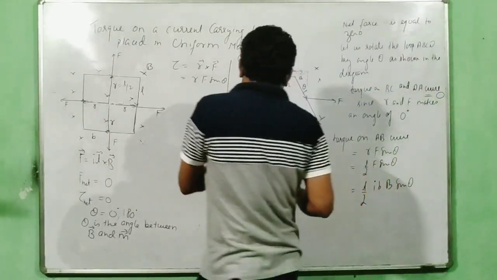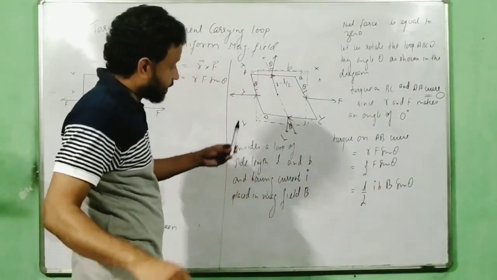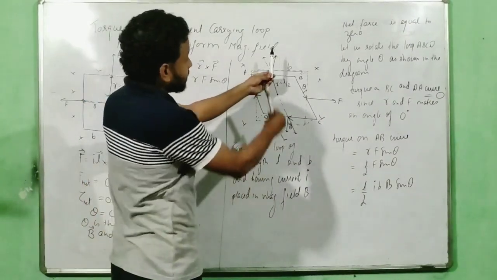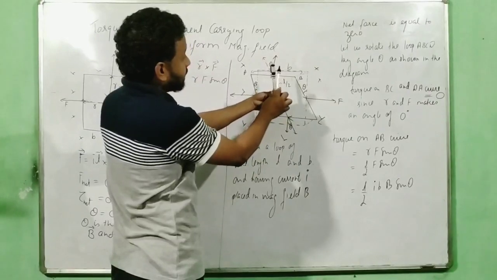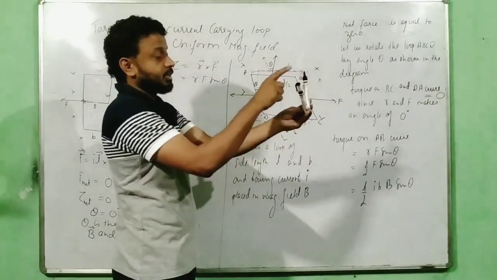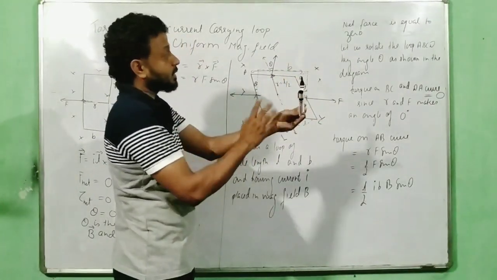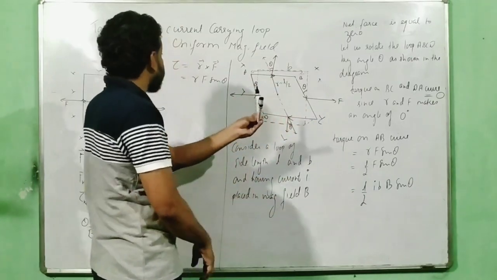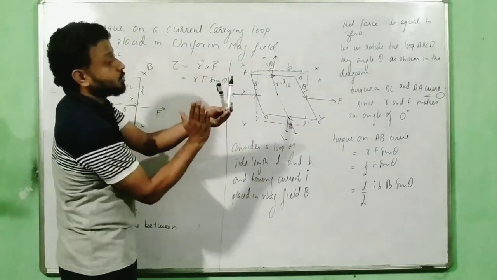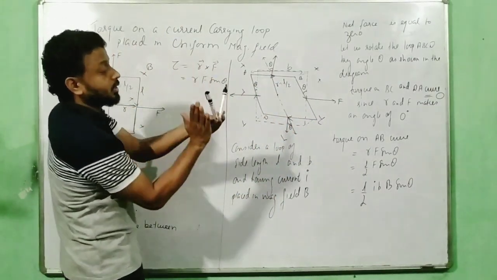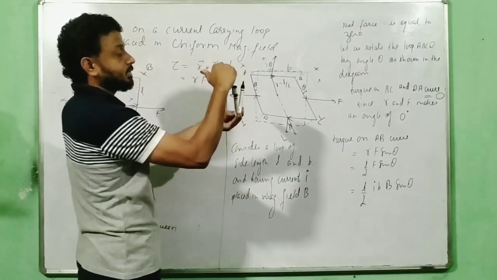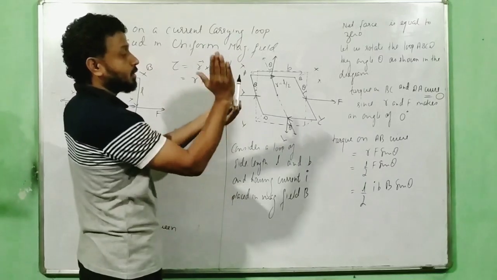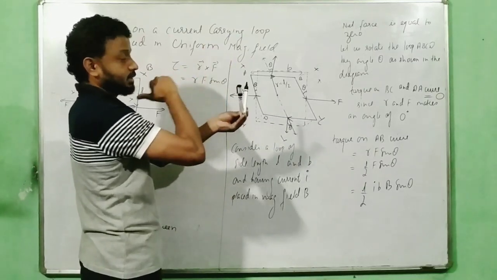This R cross F. Now remember, this was your F, and since this was the R initially, as I tilted, your R goes like this. So this is my F, this is my R. So what is the formula of torque? Torque formula says R cross F. Look at here. R cross F. Where is it pointing? It is pointing in this direction.